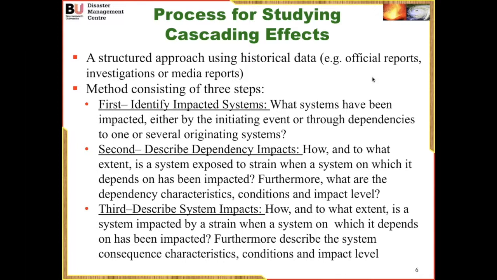The second stage involves a method mainly to describe the dependency impact for each impacted system, with the purpose of getting an understanding of how and to what extent a system is exposed to strain when a system on which it depends has been impacted. The third stage is to describe the system impact for each impacted system, which refers to the effects on the impacted system due to one or several dependency impacts. So if you want to study cascading effects, you can follow these three key stages: you identify the impacted systems, you describe the dependency impact, and you describe the system impacts which happen.